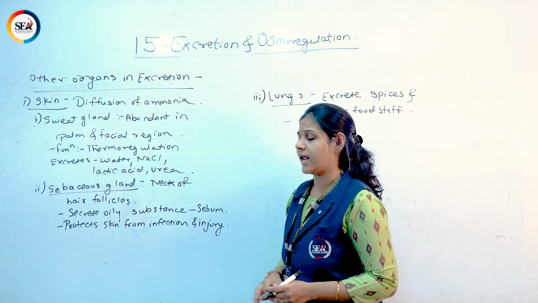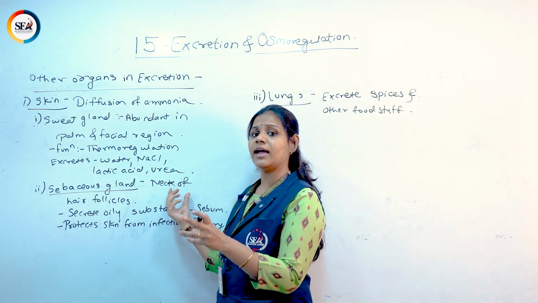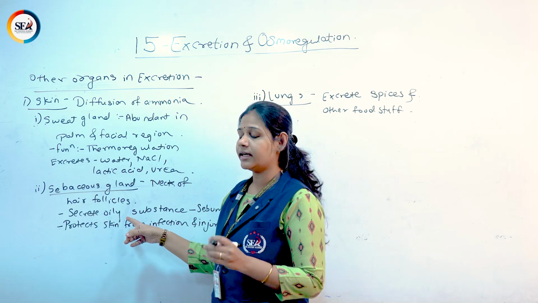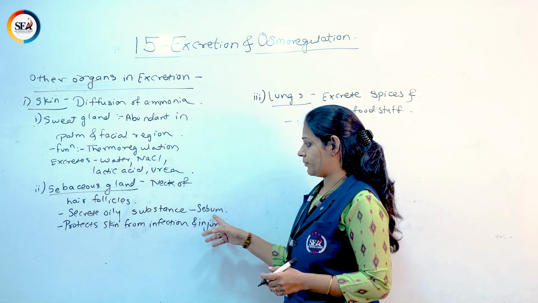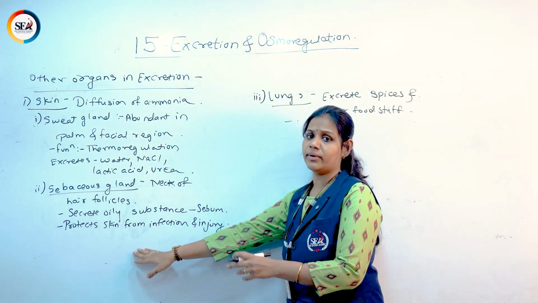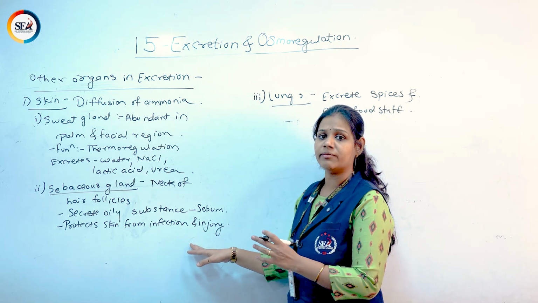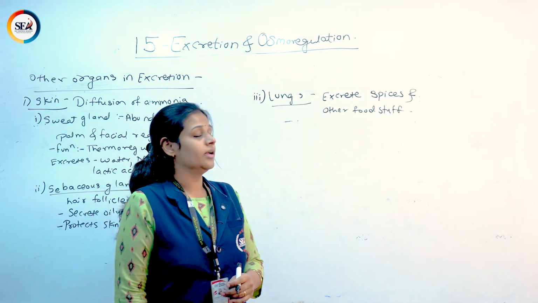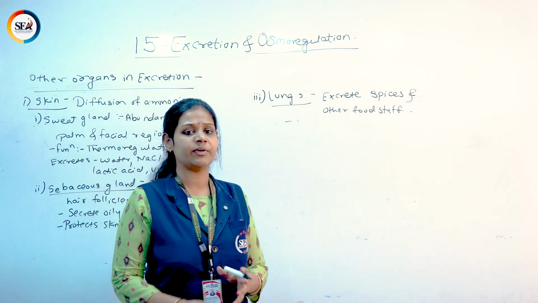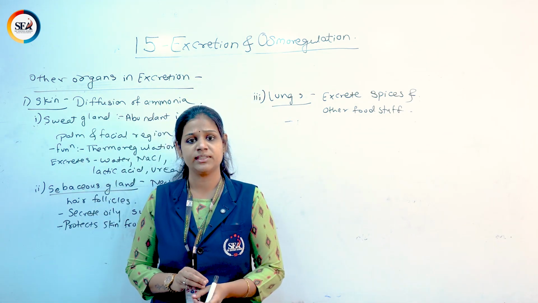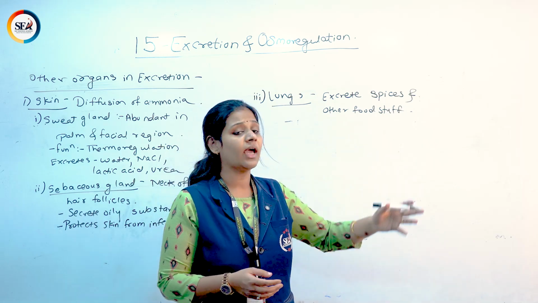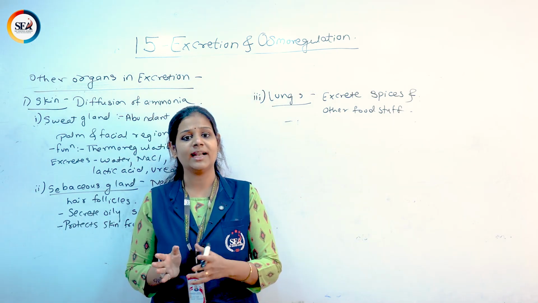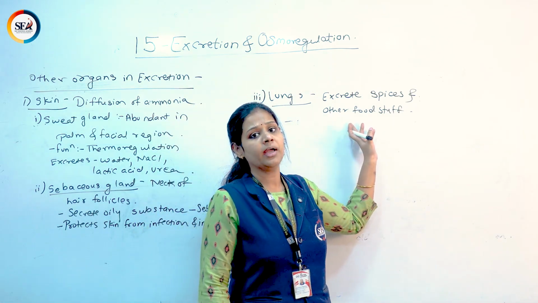Second is the sebaceous gland. Sebaceous glands are present at the neck of the hair follicles. They secrete the oily substance which is called sebum, which protects the skin from injuries and also from infection. Third one is the liver, which we have already seen. Fourth one is the lungs, where we have already seen that the spicy substances which we eat have volatile substances, and that substance is excreted with the help of the lungs.